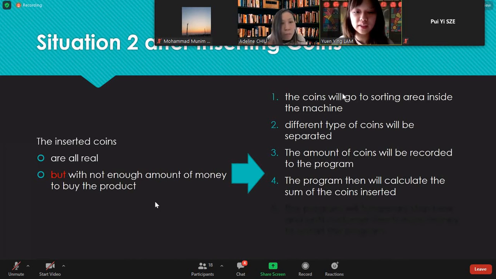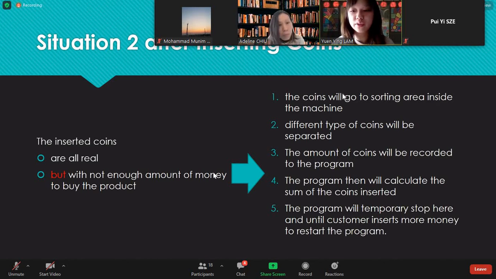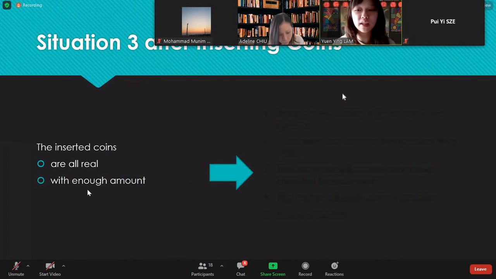And then the program will calculate the sum of coins by adding up the data recorded before. At this moment, if the customer inserts not enough coins to buy any product, then the program will temporarily stop here until the customer inserts more money to restart the program. And if the customer inserts more real money with enough amount to buy the product, then it comes to situation 3.